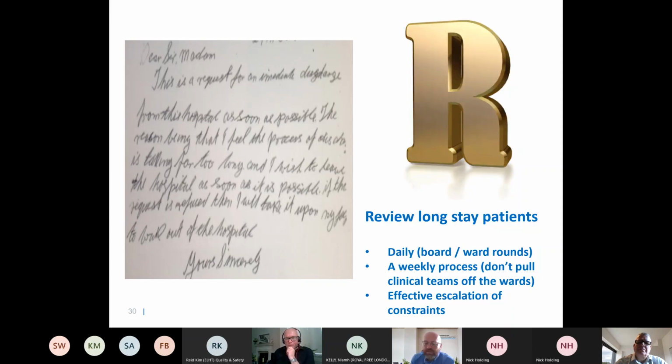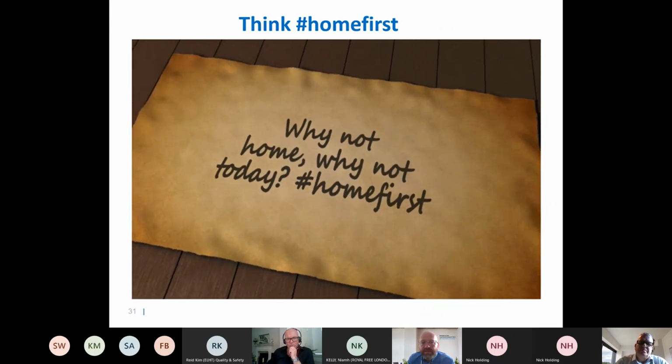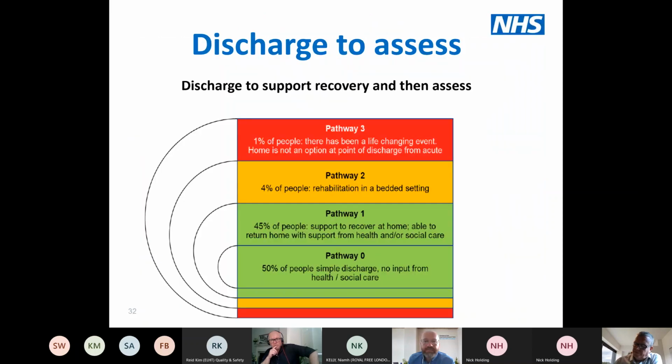In terms of the way that we sometimes don't empower patients and don't engage them in what we're doing, and the importance of knowing these are free people, and we need to do everything we can to get them home as quickly as is possible. And that's where we need to think about home first. So the principle of home first in the National Hospital Discharge Policy is thinking and asking every day, why not home and why not today?